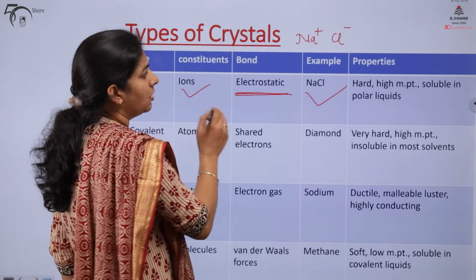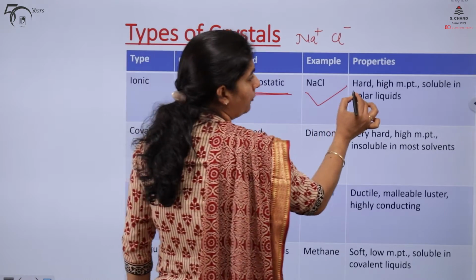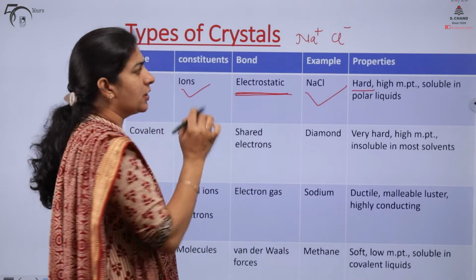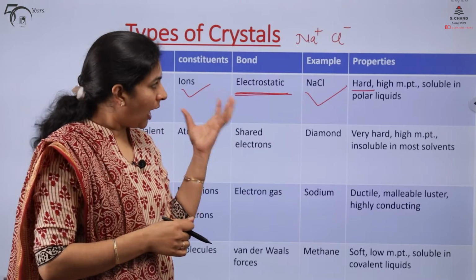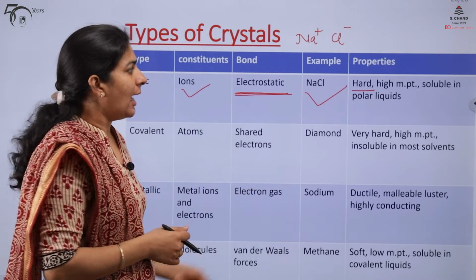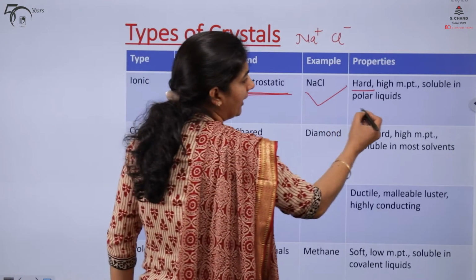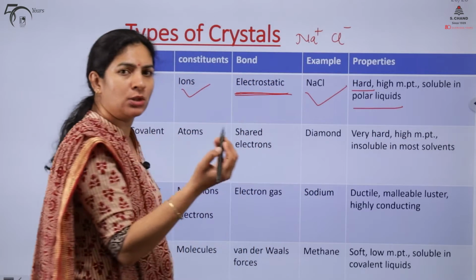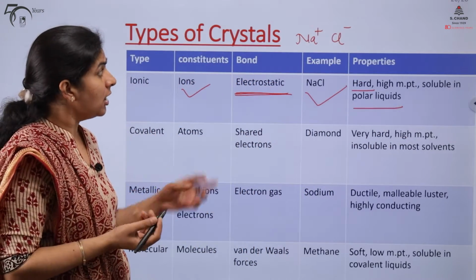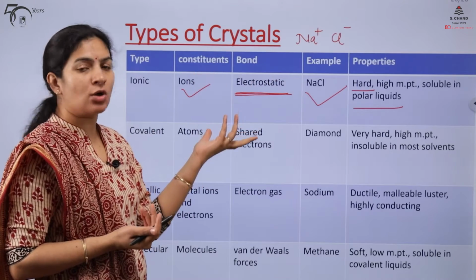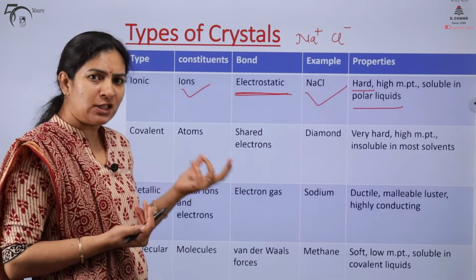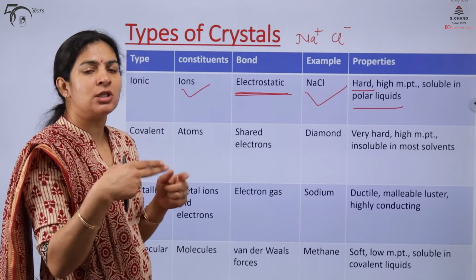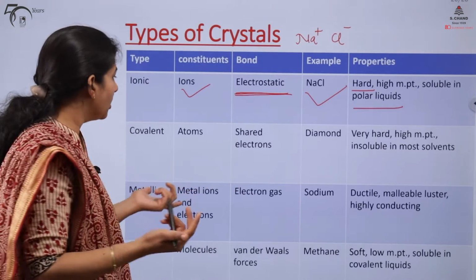Because of the existence of these strong forces, ionic crystals are very hard. They have a high melting point, and they are soluble only in polar liquids, right. We know the rule that like dissolves like. So the crystal is also polar, so it will be soluble in polar liquids, and it is because of this reason that NaCl gets dissolved in water very quickly.